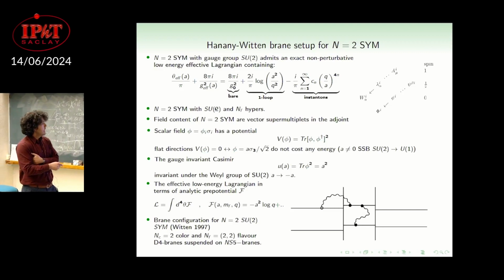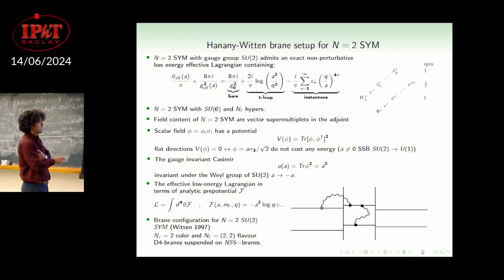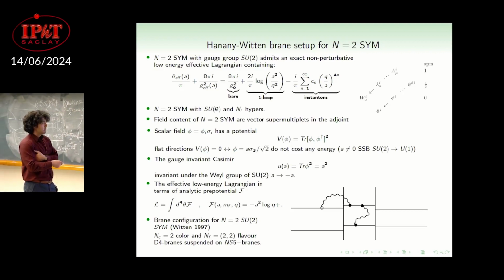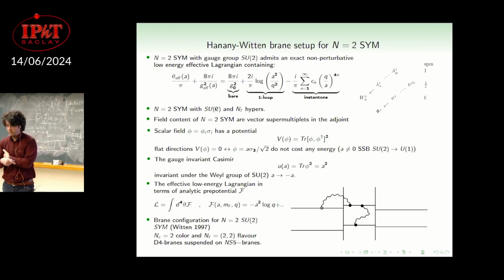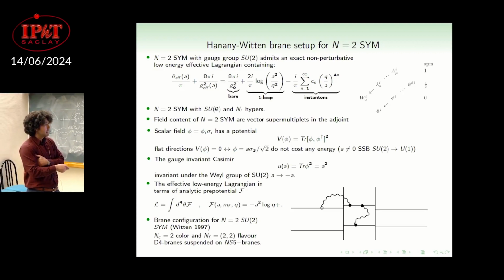Then you can construct the gauge invariant Casimir, which is this u. And actually this quantity is invariant under the Weyl group of SU(2), which is Z2. That is the remnant of the gauge symmetry, this transformation where a goes into minus a.